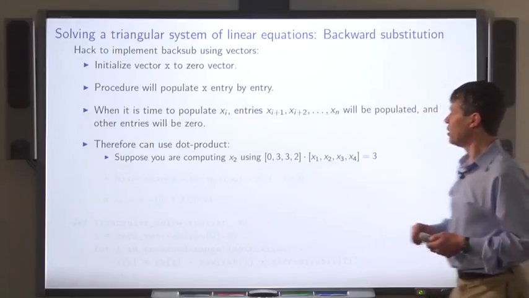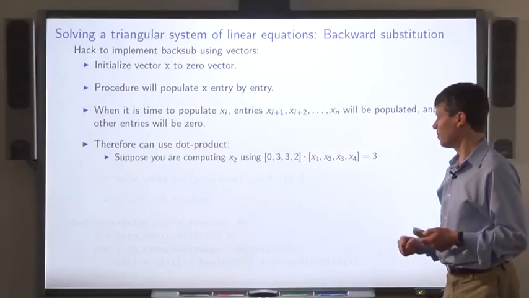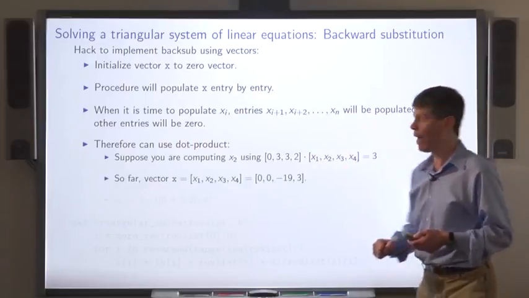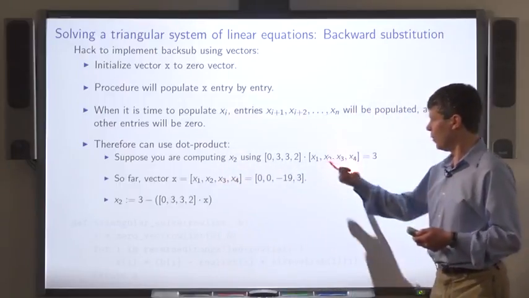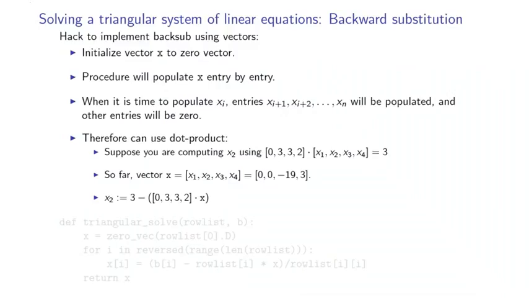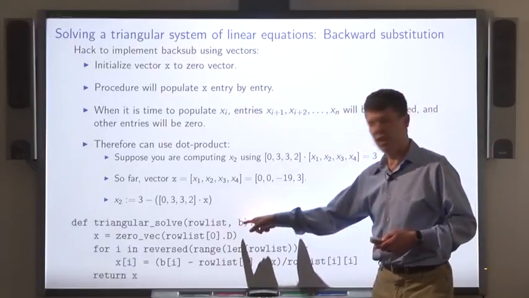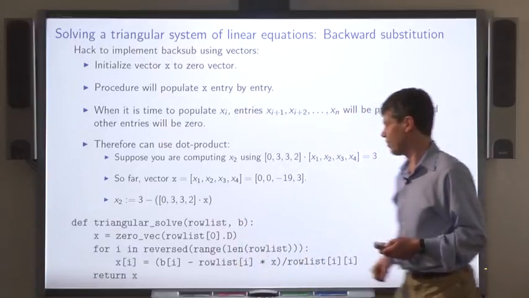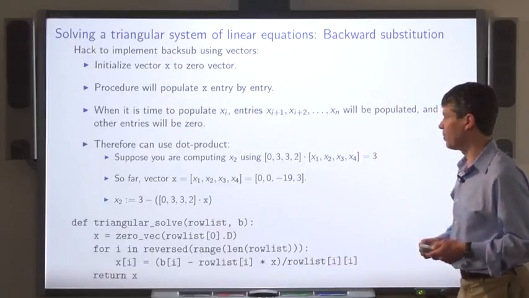So, for example, suppose we're solving for x2 using this equation. Well, at that point, we already know x3 and x4, and the vector has those entries populated. So we can take the dot product and compute x2 in this way. So here's the code in Python. Given a list of vectors, and given a list of the right-hand sides, this calculates the values of the vector x.